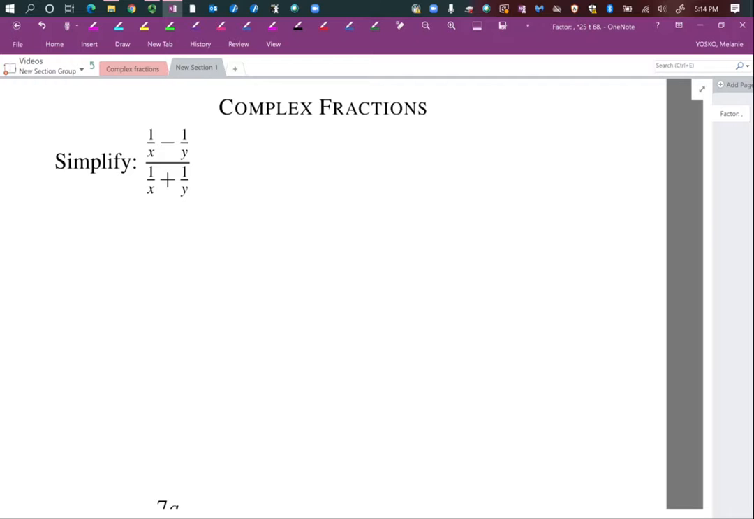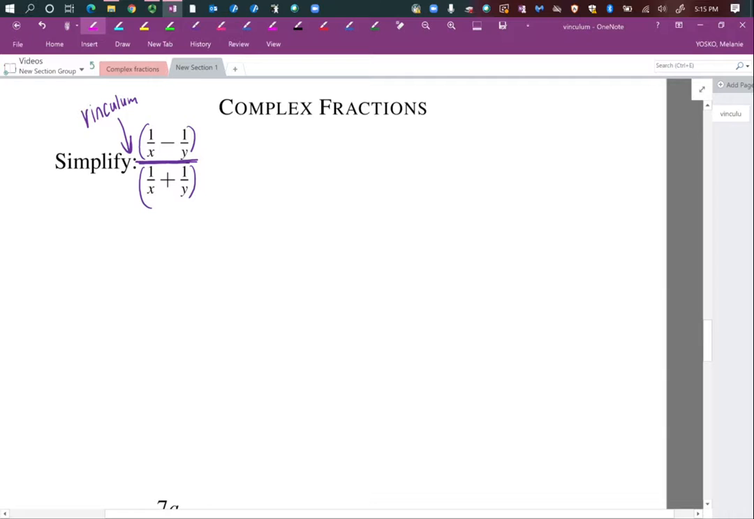So this is called a complex fraction because we have a fraction divided by a fraction. So here's the vinculum. And it would be nice if this didn't have a fraction in the numerator, a combination of fractions, and the same in the denominator. If we had one fraction only.